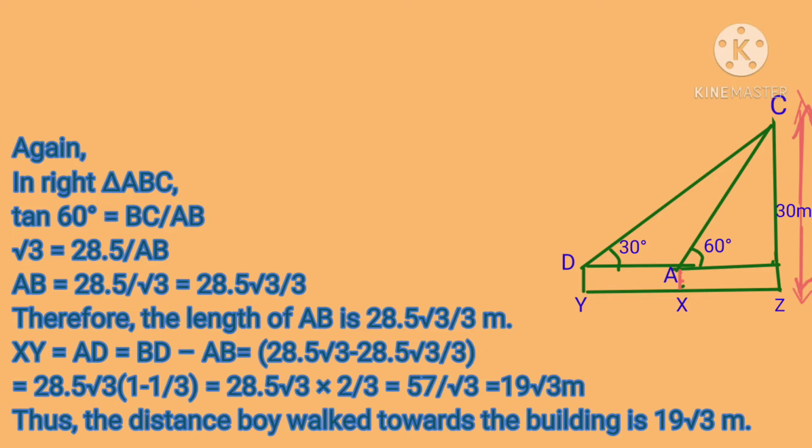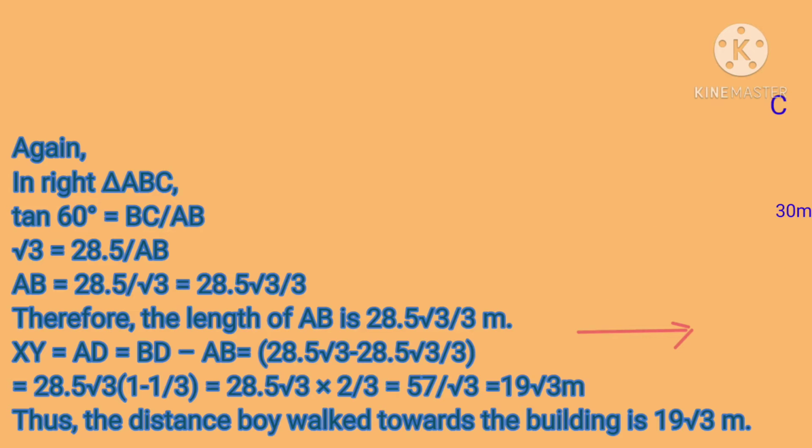Now we have to find this distance XY, which is equal to AD. So AD is equal to BD minus AB. Put the values here, we will get 57 root 3 by 3 meters. After simplifying it, we will get 19 root 3 meters, which is the distance walked towards the building. So now let's move to question number 7.